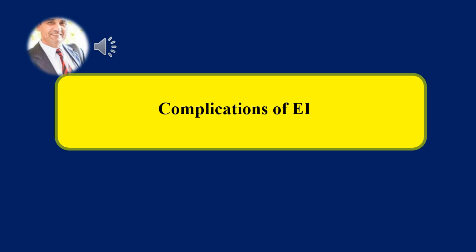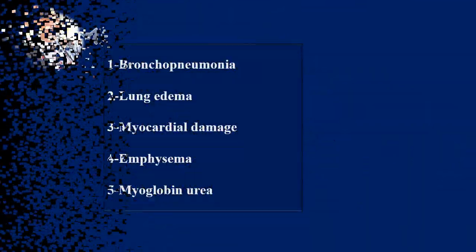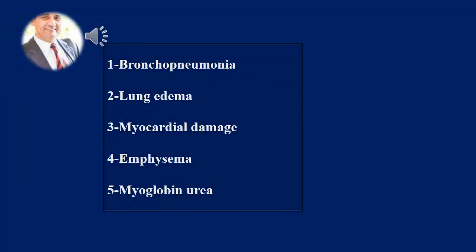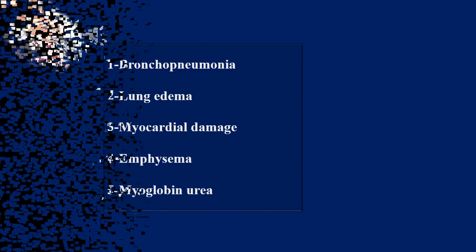Complications of equine influenza disease. Untreated and unfollowed horses may show one of 5 complications: bronchopneumonia, lung edema, myocardial damage, emphysema, and myoglobinuria. Maybe one of them occurs or more than one can occur according to the health status of the affected animal.